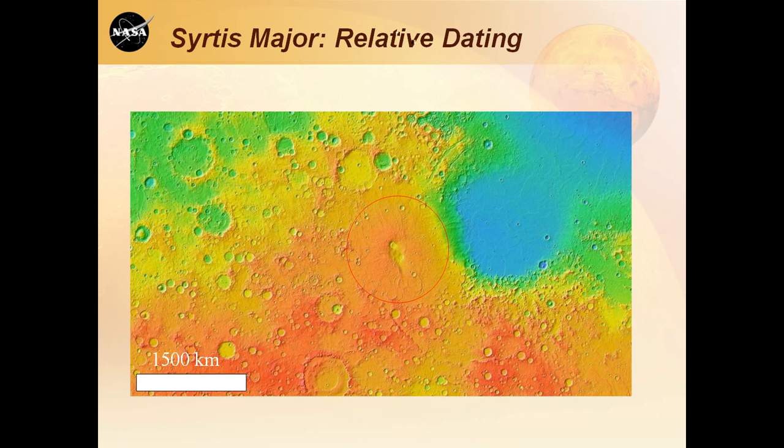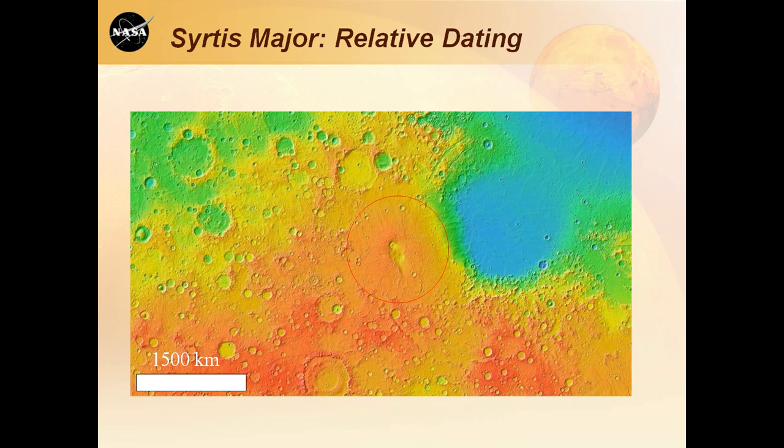We used the number of impacts within the region to determine the relative age of Syrtis Major. Since the area around Syrtis Major is so heavily impacted, we hypothesized that it was formed approximately 3.8 billion years ago in the late Noachian era. This was estimated due to the fact that the late heavy bombardment happened 3.8 to 4.1 billion years ago. This was the last time a period of frequent impacts was present in Mars's geologic history.